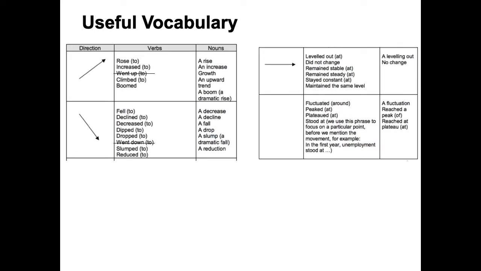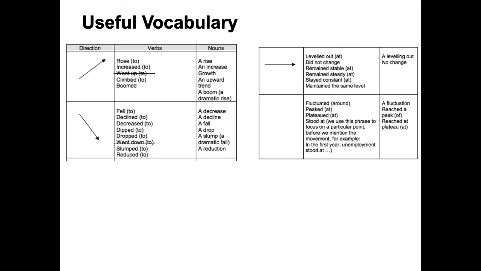Another thing that you want to do is to use a bit more sophisticated vocabulary. So if we take a look at the upward direction and the downward direction, we want to avoid using basic English like going up or getting bigger, or going down or getting smaller. So as you can see, there's a set of verbs. Let's look at the upward direction. So for instance, rose, increased, climbed, boomed.